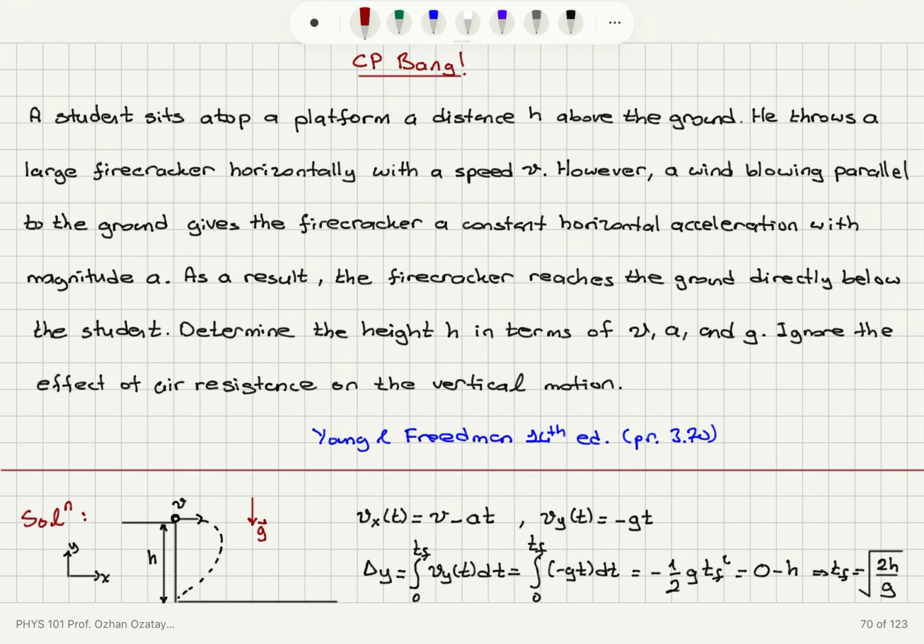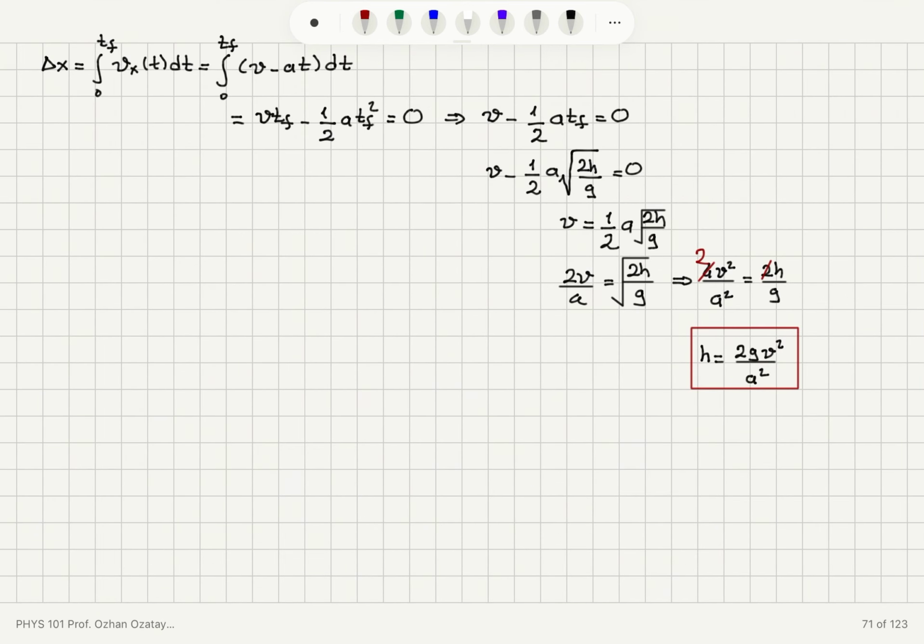Okay, so that's basically what I was after. Determine h in terms of v, a, and g. Now, however, I am quite curious about the dimensions of this quantity. Just to make sure that I did the right thing, I want to check the dimensions of the left hand side and right hand side and see if they are equal.